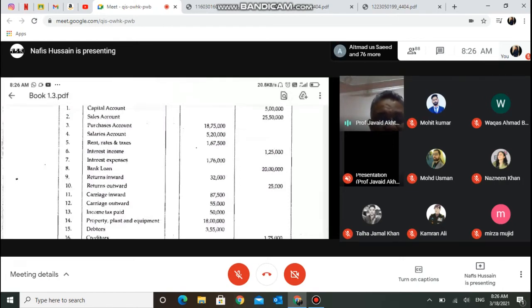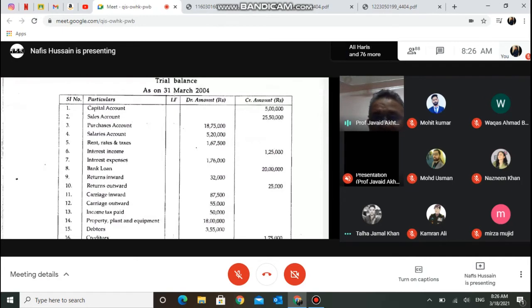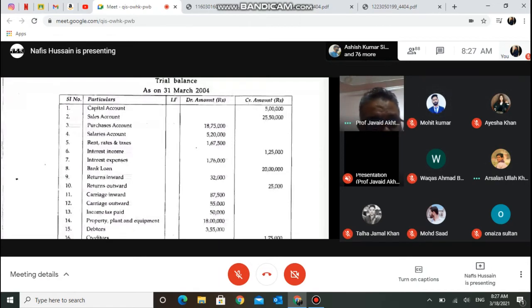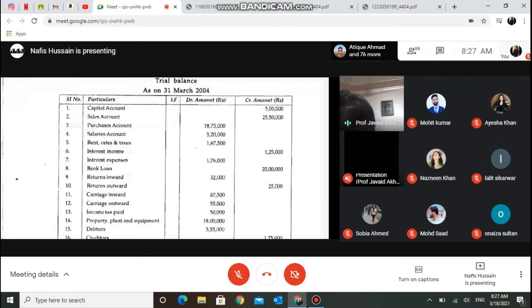So both of them are what? Expense, liability, or what? These are all expenses. Income tax paid: expense. Property, plant: asset. Debtors: assets.